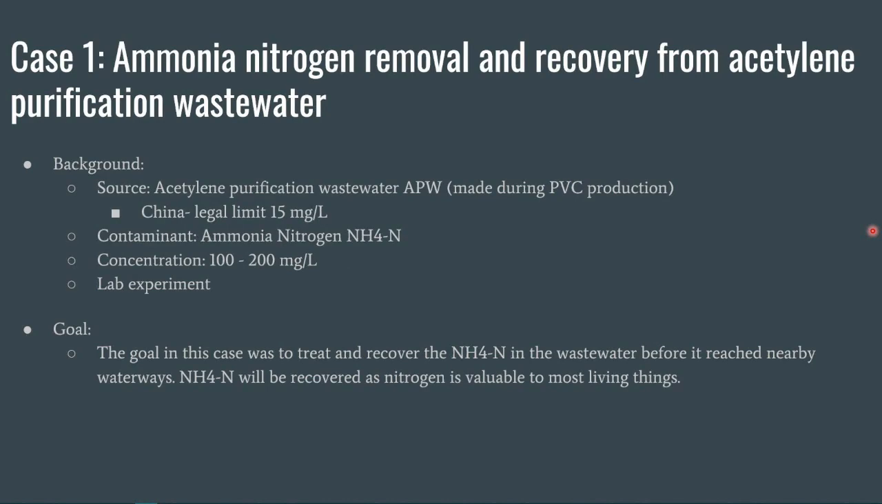The first case I will be introducing is ammonia nitrogen removal and recovery from acetylene purification wastewater. As it was said in the title, the contaminant trying to be removed is ammonia nitrogen. The source is acetylene purification wastewater produced during the production of PVC materials. This wastewater contains large amounts of ammonia nitrogen, NH4-N, typically in the range of 100 to 200 milligrams per liter, and flows into nearby waterways, causing harm to the environment.